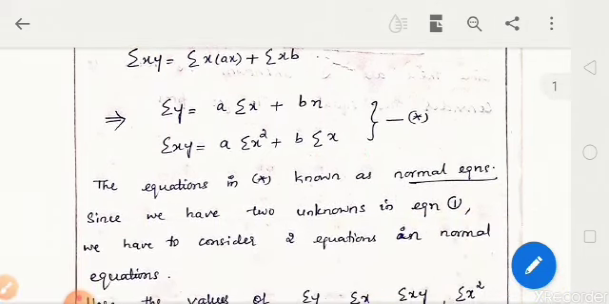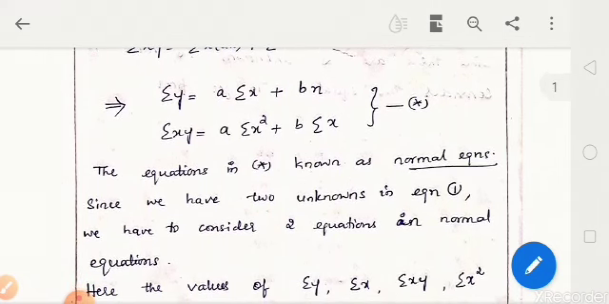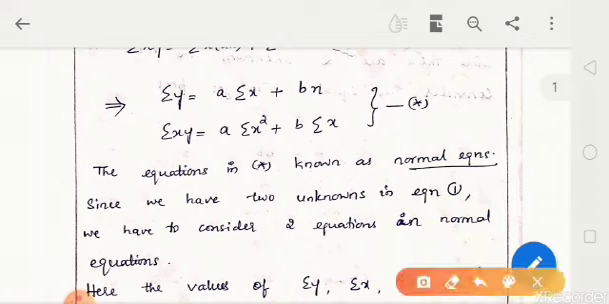So in normal equation, the values for summation y, summation x, summation xy, summation x square will be obtained from given values of x and y. N is number of values of x and y.